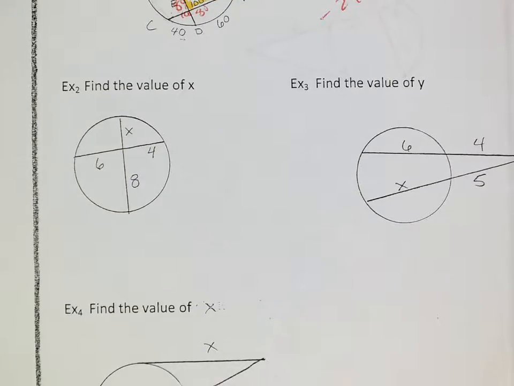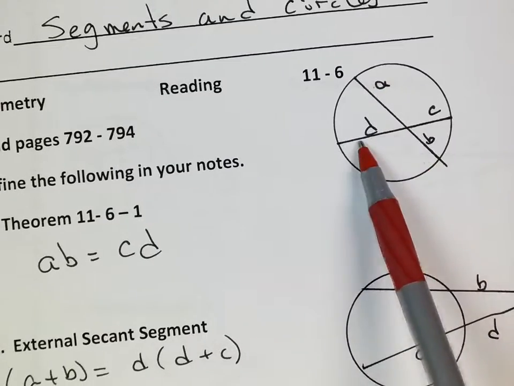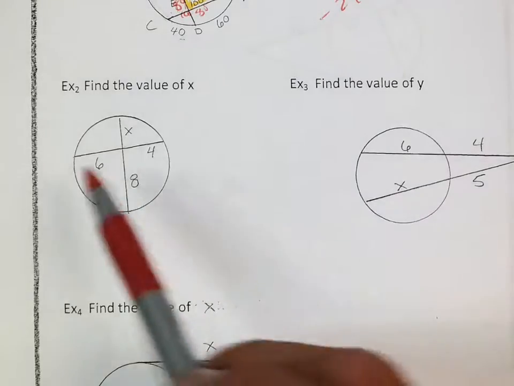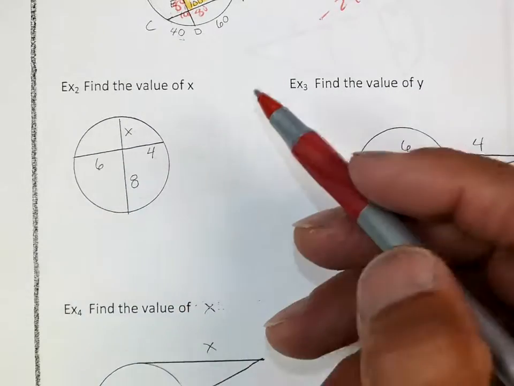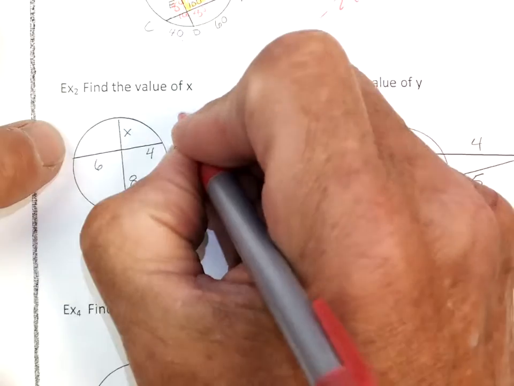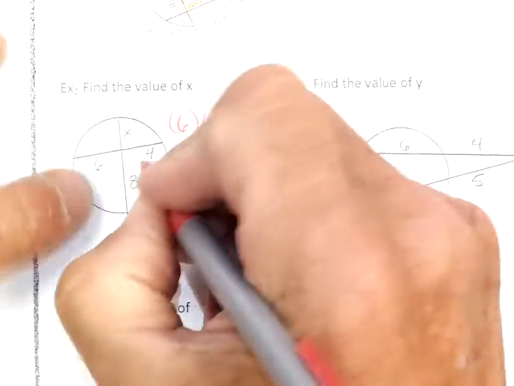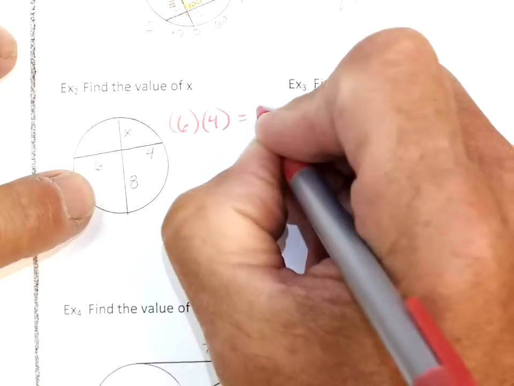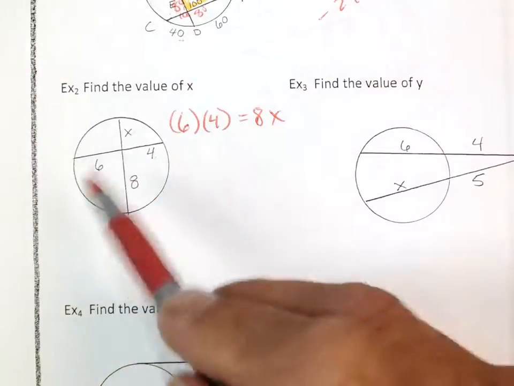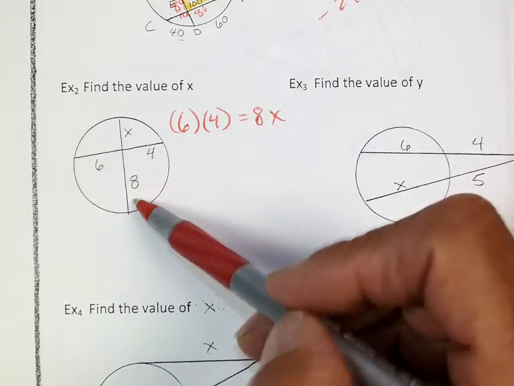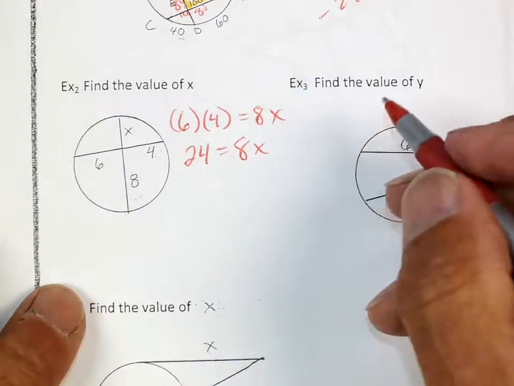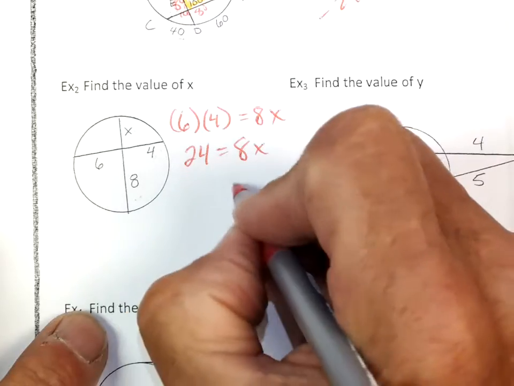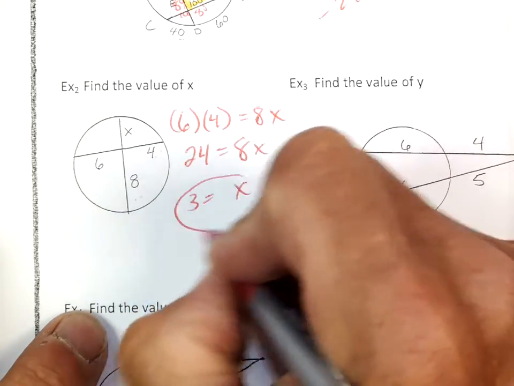Example 2 is what we learned today. We learned that this piece times this piece equals this piece times this piece, right? So I'm just going to go 6 times 4 is equal to 8 times x. This piece times this piece is equal to this piece times this piece. So I get 24 equals 8x, right? Divide by 8, and x is equal to 3.